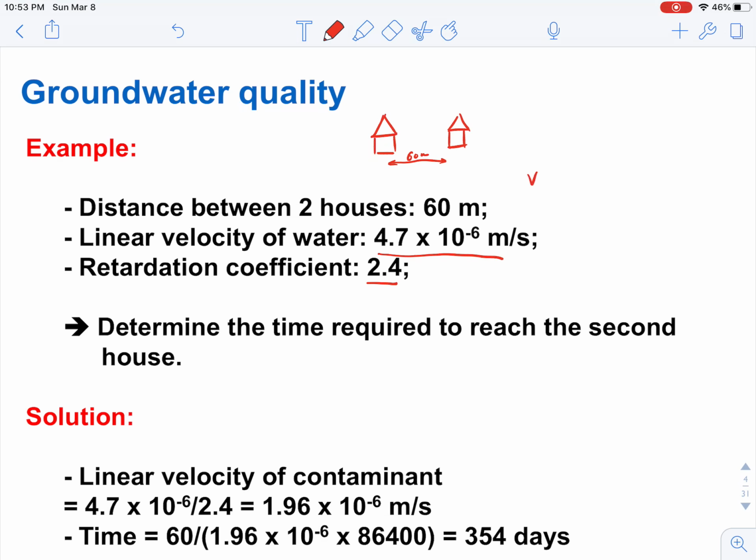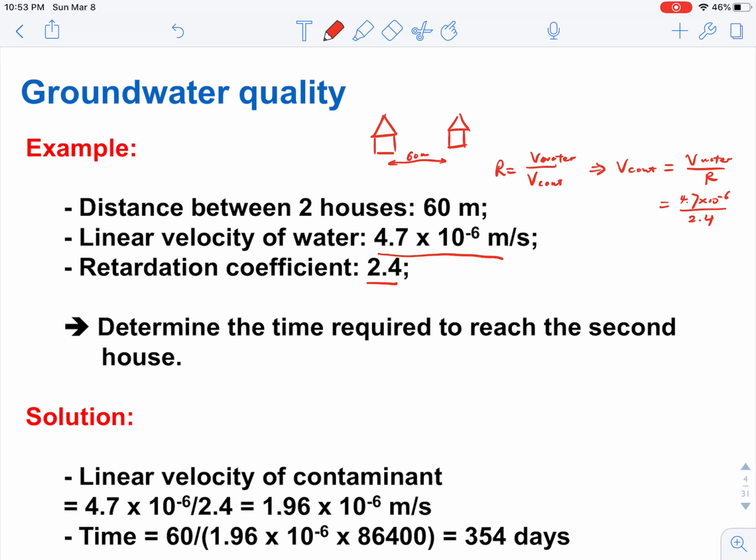So what this means is that the contaminant velocity, according to the definition of this retardation coefficient, which is defined by velocity of water divided by the velocity of the contaminant. Because of that, the velocity of the contaminant will be equal to velocity of water divided by this retardation coefficient, right? So that's going to be 4.7 multiplied by 10 to the minus 6 divided by 2.4. So this is going to be the velocity of this contaminant.